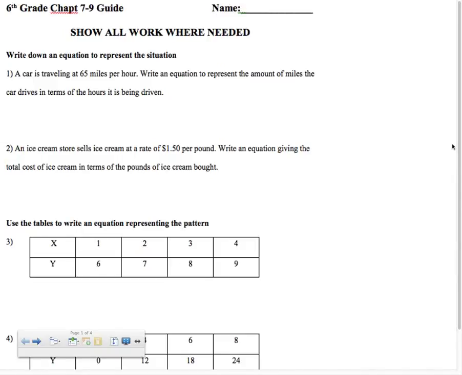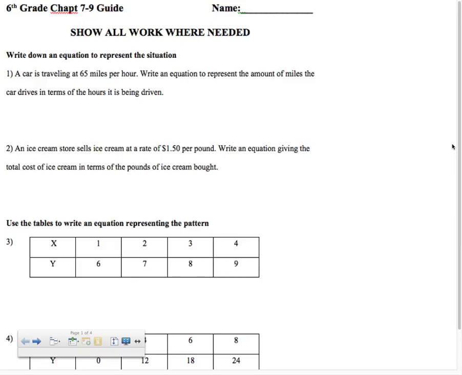So we're going to be looking at the study guide for the chapter 7 through 9 test for a 6th grade class. So we start with two word problems. The first one is a car is traveling at 65 miles per hour. Write an equation to represent the miles the car drives in terms of the hours being driven.